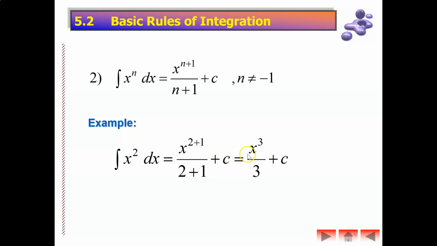Then you have x to the power of 3 divided by 3 plus c. So just leave it as c, since we don't know what the constant value is. Okay, so you have learned the first basic rule, and the second one: when you have a power, you just need to add 1 to the power and divide by the new power.